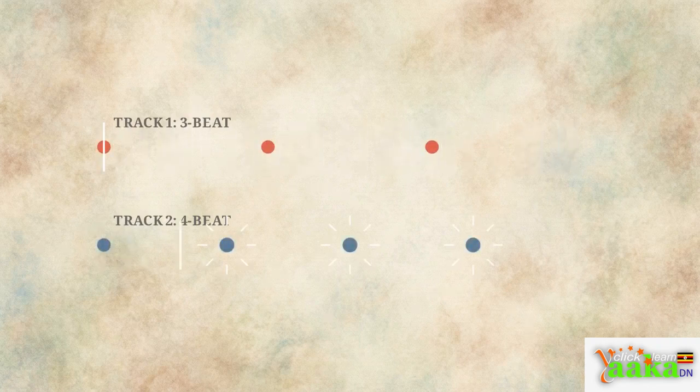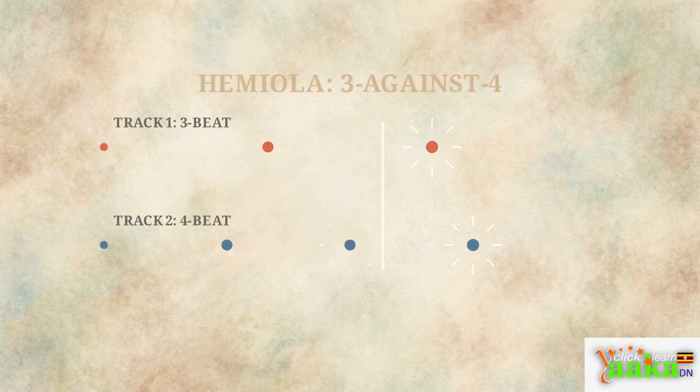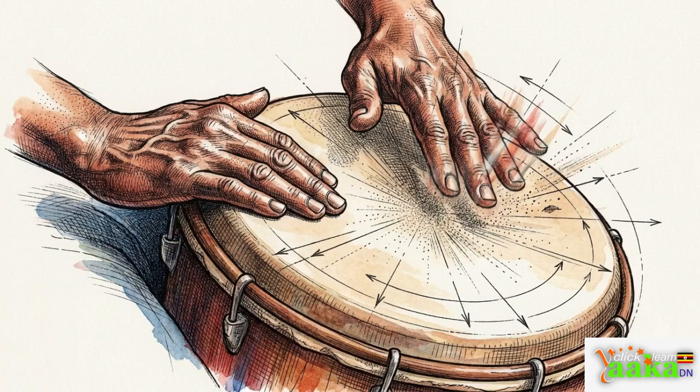On the upper track, a master drummer's left hand might maintain a steady, repeating 3-beat pattern. Simultaneously, the right hand executes a separate 4-beat pattern on the lower track, occupying the exact same duration. Combined, these tracks create a hemiola, a 3-against-4 cross rhythm. The visual dots offset and intersect, forming a complex rhythmic web. This layering generates a structural acoustic tension because the beats never perfectly align.